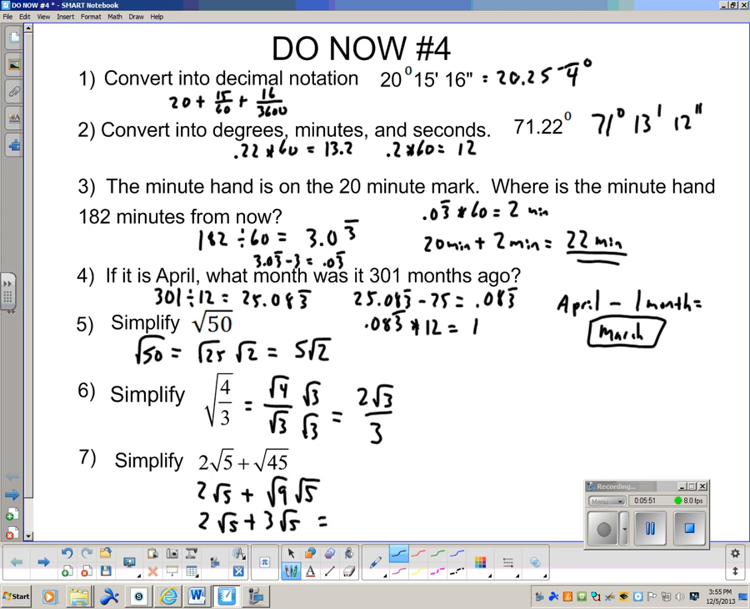And so now I can see that 2 square root of 5 and 3 square root of 5 have in common the square root of 5. So I can pull that out, and I'm left with 2 plus 3. And 2 plus 3 is just 5 square root of 5. Or you can just say 2 square root of 5 plus 3 square root of 5 is 5 square root of 5, by adding the 2 plus the 3 together and writing down the square root of 5.